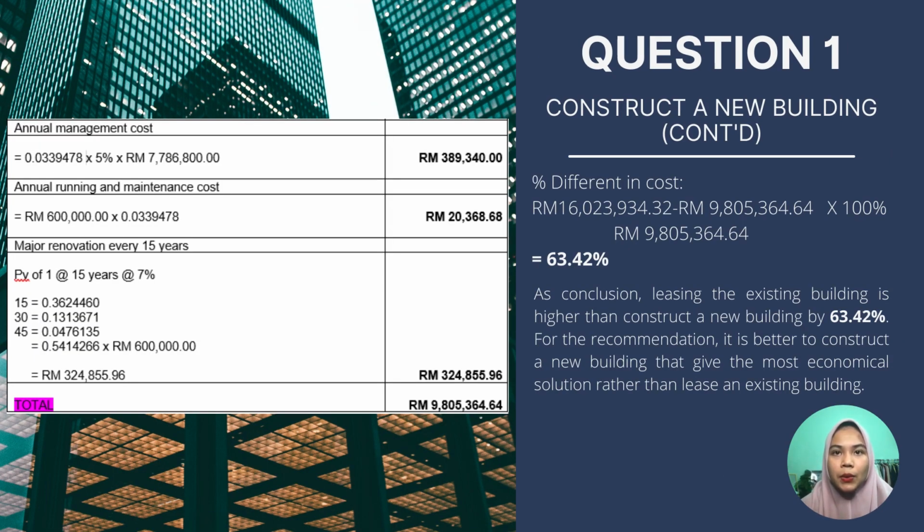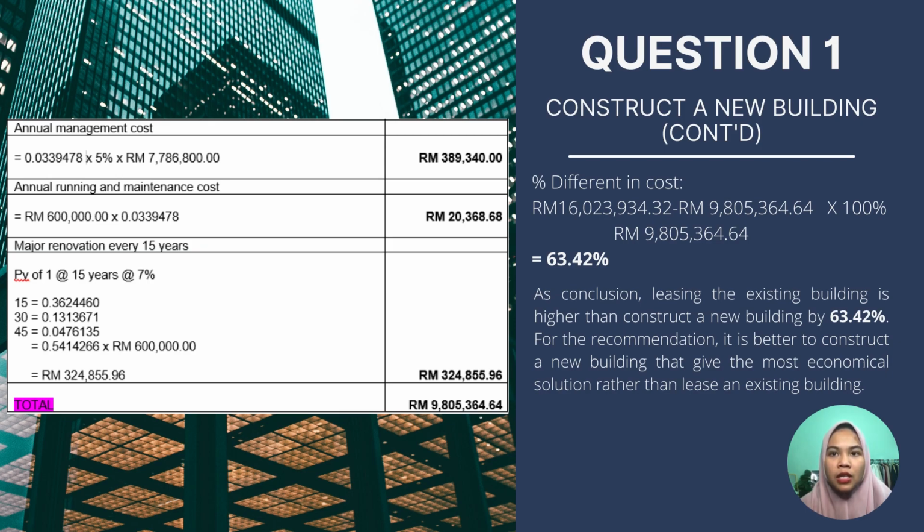Next, we move to the annual management cost by using the present value of 1 at 7% for 50 years, times 5% and the total cost of all work to get the cost. Next, for annual running and maintenance cost, the building cost is times the present value at 7% for 50 years to get the amount. Lastly, for major renovation every 15 years, we use PV of 1 at 7% for every 15 years.